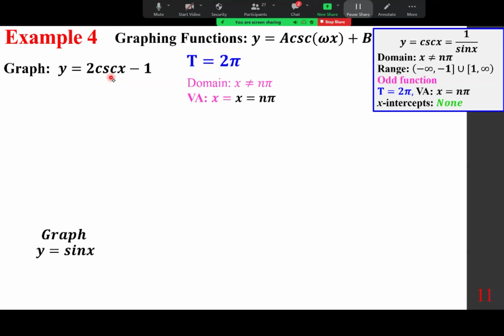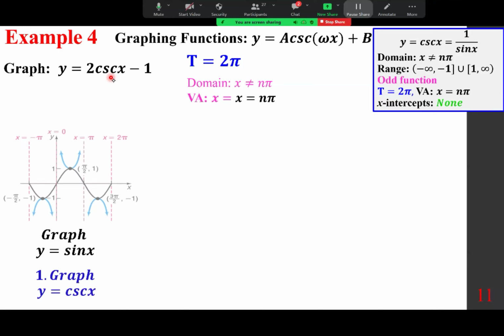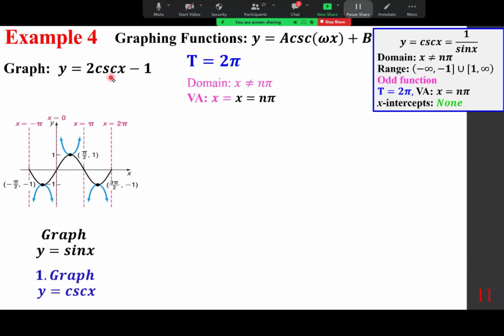So we want to graph cosecant x. We start with sine x. Then we flip it over and it becomes cosecant x. We are going to use the 2, so we are going to multiply this by 2. That means stretch it by a factor of 2 in a vertical direction.